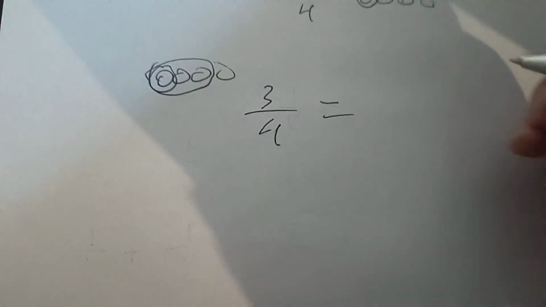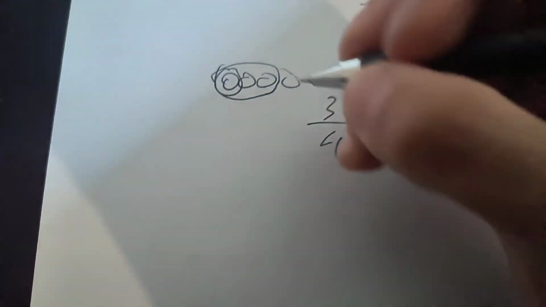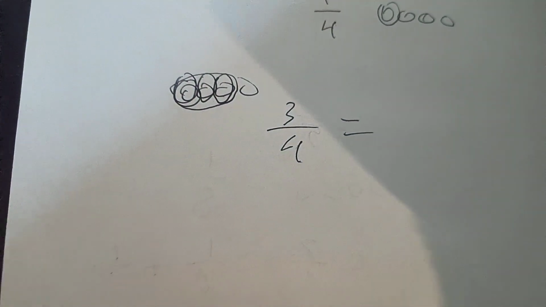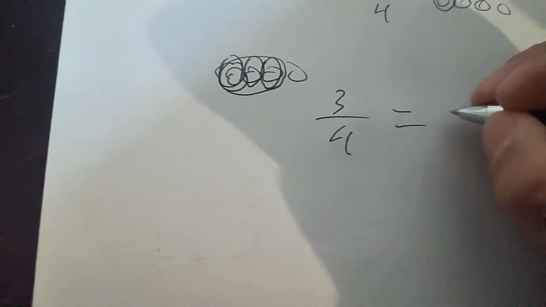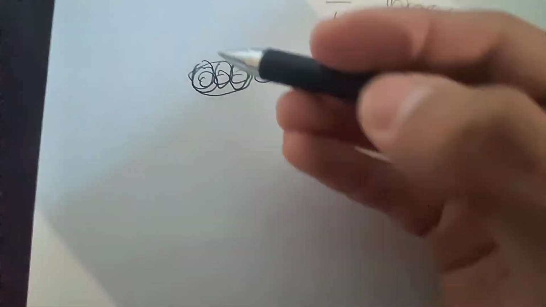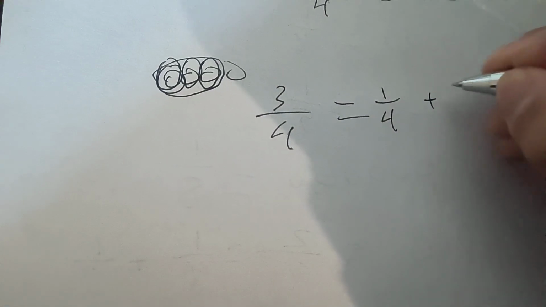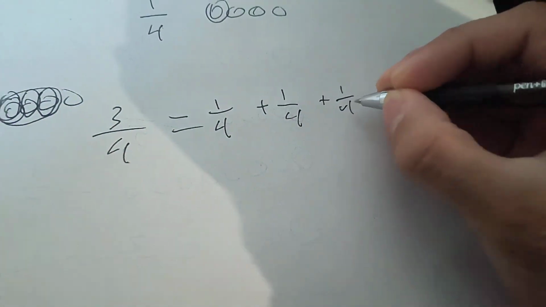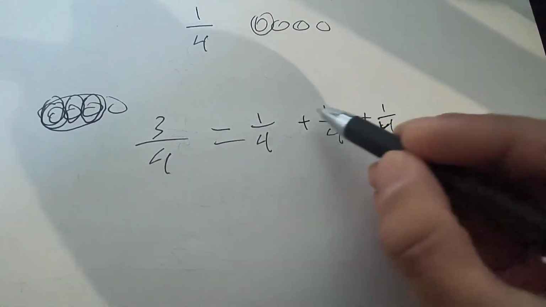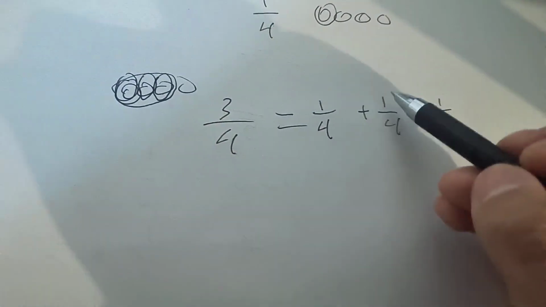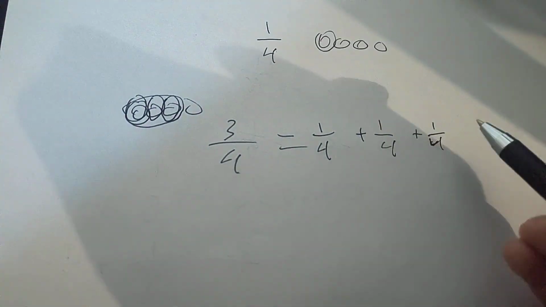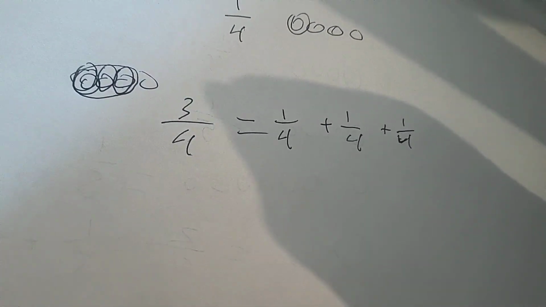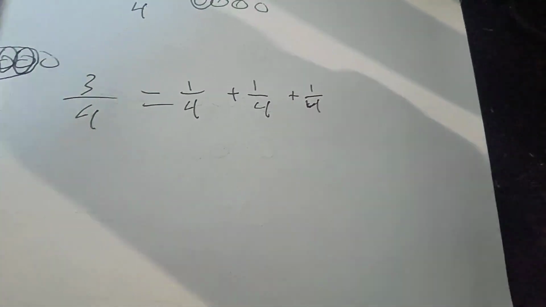Well, this is how it works. If you have 3 out of 4 balls, you could say you have 3 groups of 1 ball out of 4 balls, right? You could say you have 1 out of 4 plus 1 out of 4 plus 1 out of 4. The way you add these fractions up is that you just add the top numbers, the numerators, together, and that's 1 plus 1 plus 1 equals 3, which means you have 3 out of 4. And so that's how you would decompose other fractions to their unit fractions.